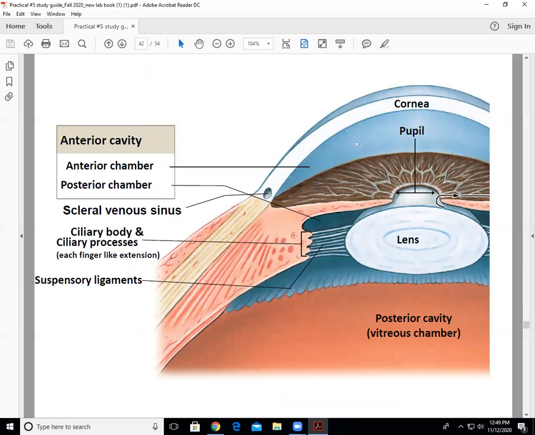Just another view, same thing we've been seeing. The anterior cavity, we break that up into the anterior chamber and the posterior chamber. The anterior chamber is basically from the cornea to the iris. And you've got your posterior chamber, essentially from the ora serrata up to the iris. And there's your ciliary body and your ciliary processes. They're finger-like projections that connect to the suspensory ligaments, and when they contract, it changes the width of the lens, right?